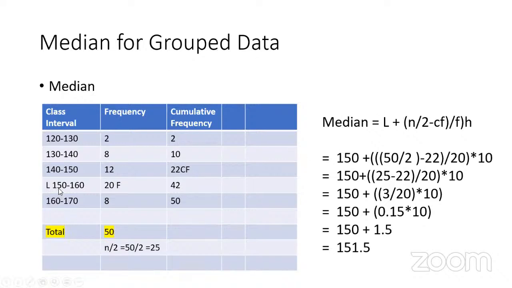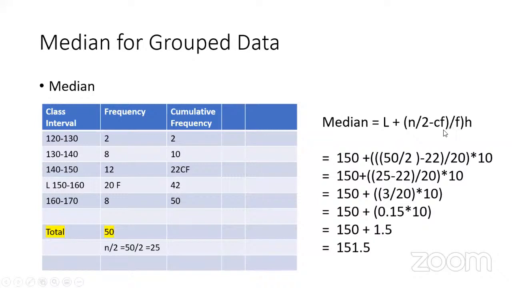Now L is your 150, N is 50 by 2, minus, whichever class you are taking as the median class, the previous one becomes your cumulative frequency. Frequency comes from the same class, but cumulative frequency comes from the previous class. So I'm taking 22 as the cumulative frequency, frequency is 20, and class width is 10. From 120 to 130, 130 to 140, the width of the class, represented here as H, is 10. So if you're calculating this, again come from the last.